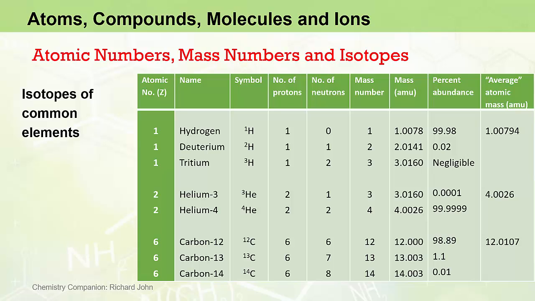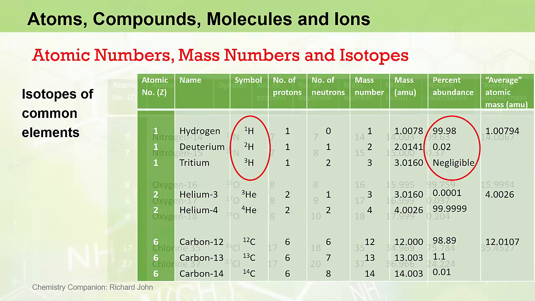Taking a look at a few other isotopes, we can see here the isotopes of hydrogen are given their own special names. For example, the hydrogen-2 isotope is known as deuterium, and the hydrogen-3 isotope is known as tritium. The relative abundances of deuterium and tritium are quite small, with only 0.02% of all hydrogen atoms being deuterium atoms, and a vanishingly small percent of all hydrogen atoms are tritium atoms.